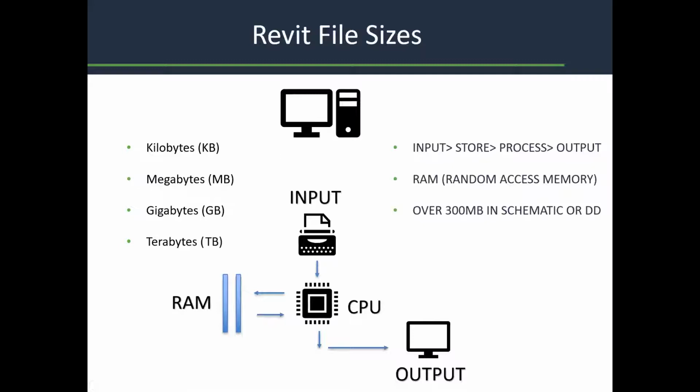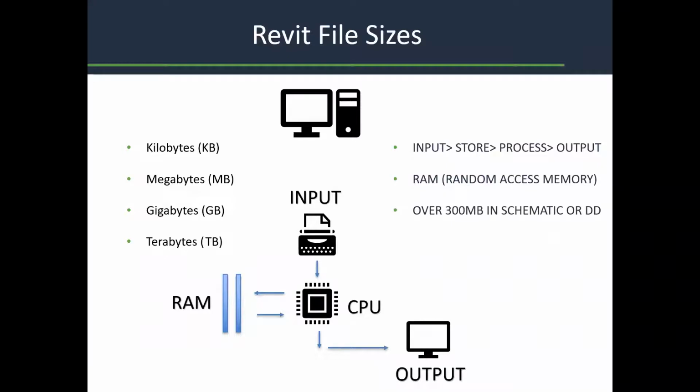So let's talk about file sizes in terms of bytes. A byte is a unit of digital information that most commonly consists of 8 bits. Historically, a byte was the number of bits used to encode a single character of text in a computer. For this reason, it is the smallest addressable unit of memory in many computer architectures.